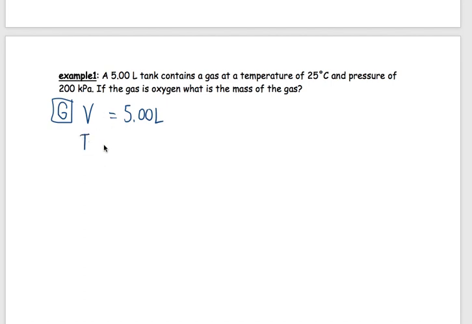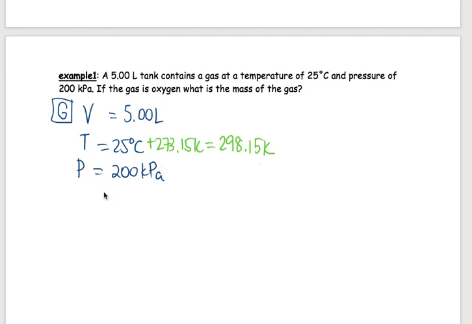So the temperature is 25 degrees Celsius. I'm switching that to kelvins by adding 273.15 kelvins. Makes it 298.15 kelvins. All right, and we have a pressure. It's in kilopascals. That's good. And we know that the gas is oxygen, and we need to find the mass of it.